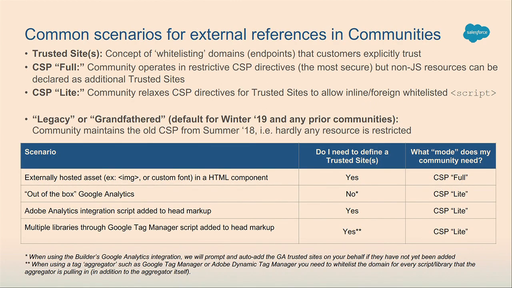So, some common scenarios. CSP Full is now the default we want people to choose. It has a very restricted JavaScript setting. Only JavaScript on the same domain as the community can execute. Inline JavaScript cannot execute, so if you have something custom in your head markup, it won't work. But if you want to load an image from some foreign domain or a CMS system or whatever, you can add trusted sites, and that will be supported.